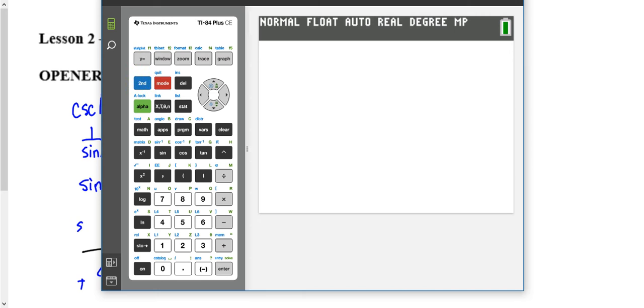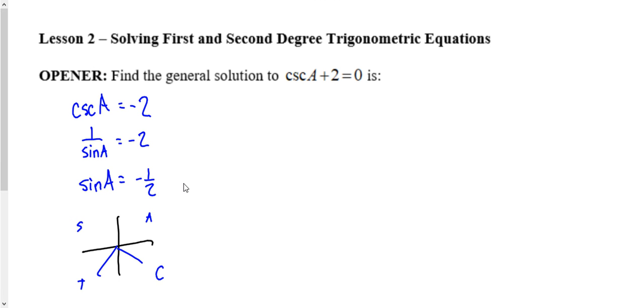Go into my calculator here. Sine inverse of negative 0.5. We get an angle of negative 30 degrees. So A is equal to negative 30 degrees. Therefore, our reference angle has to equal 30 degrees. And so 30 degrees will go right in here and right in here.